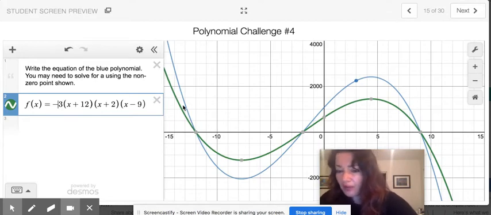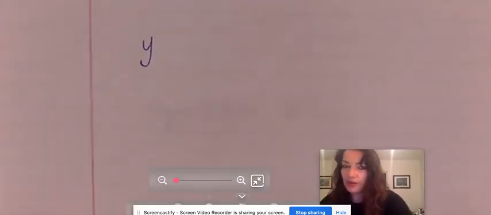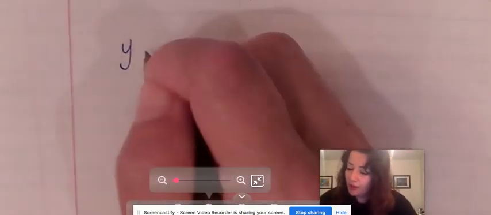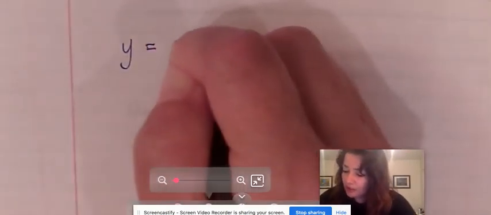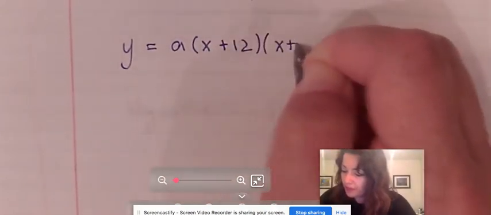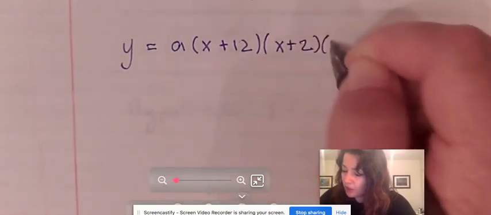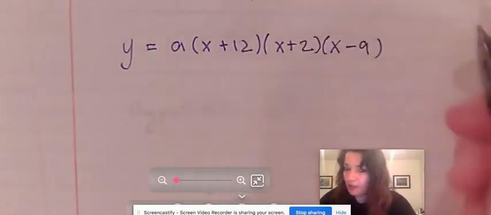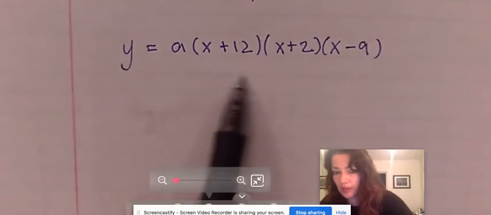We have found the A value last semester. We're going to do the same thing. Let's try to see how we can do that. So if I write the equation, y is equal to some number A, x plus 12 times x plus 2 times x minus 9. So here's my equation right here.